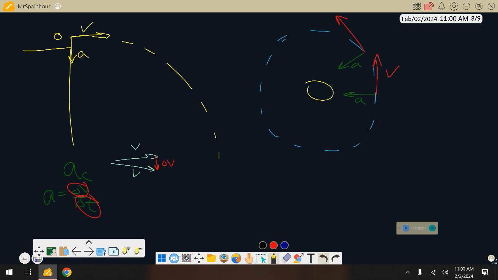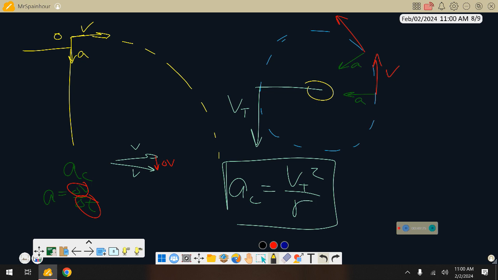So rather than say this one's at 90, and this one's say at 135, we just say it's tangent. Meaning, if you draw a radius, tangent means the line just keeps going at that particular spot. And here's the equation, if you don't already have it: a_c equals tangential velocity squared over radius.